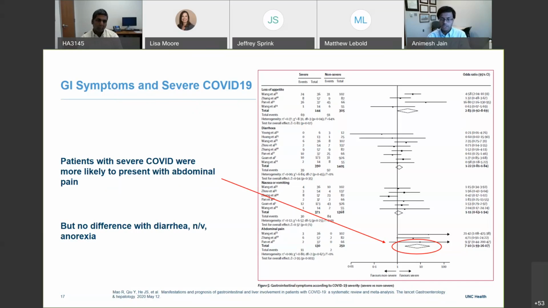So my interpretation of this would be, if you have a patient with COVID-19 who has GI symptoms, particularly abdominal pain, I would maybe be a little bit more worried about that patient and keep a little closer eye on that. So that would be the group that concerns me.